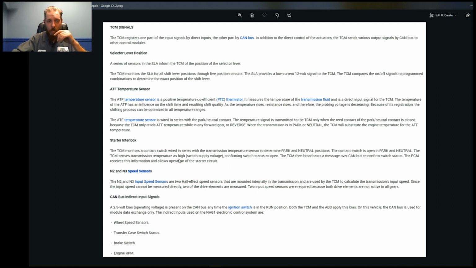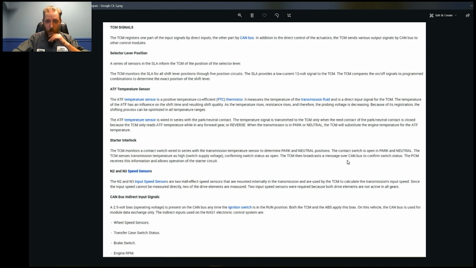The TCM senses transmission temperature is high, switch supply voltage. It doesn't tell us what our switch supply voltage is, but it's likely going to be 12 volts or 5 volts. Pretty good guess there. Confirming the switch status as open. So with a high voltage, so we'll say 5 or 12 volts, the switch is open, which means that we should be in park or neutral.